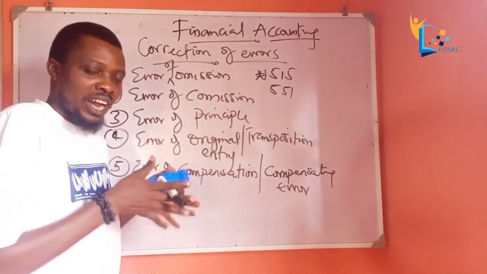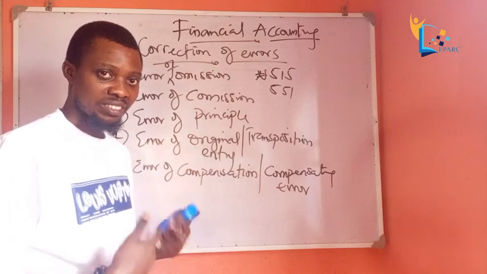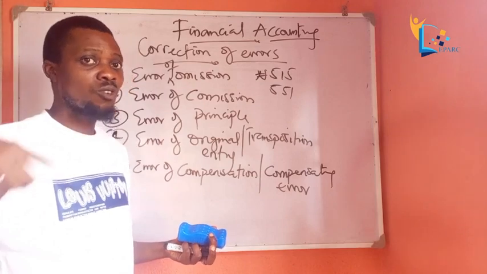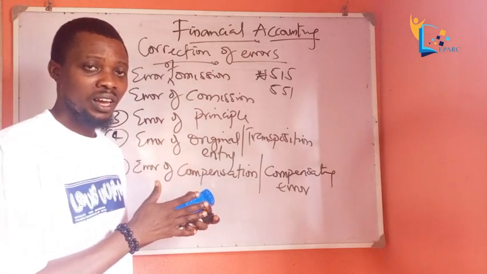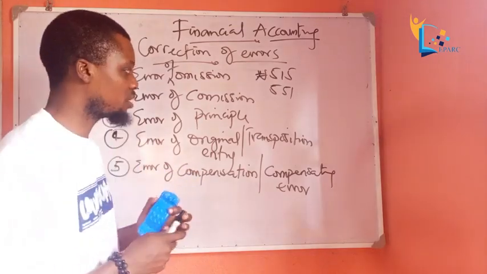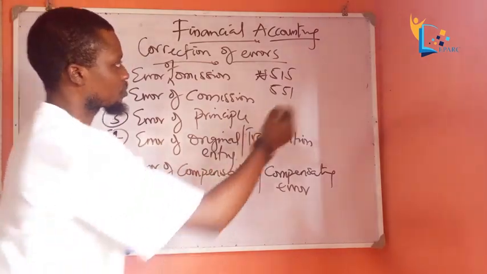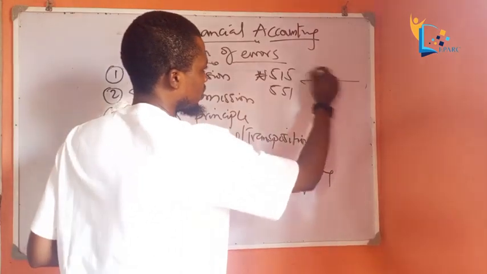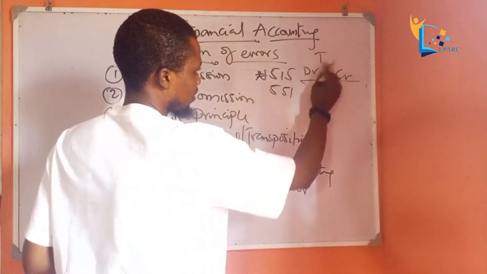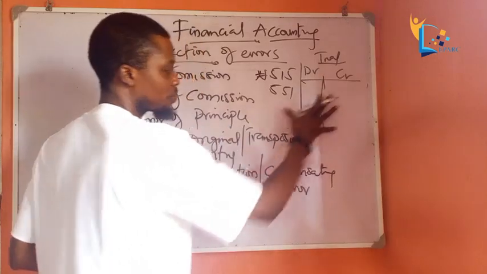An entry from one account, maybe an account that is overstated, will be cancelled by another account that is overstated on the debit or credit side of either of the accounts. Now, this is what I mean. If we have, let's look at this: this is the debit side, this is the credit side of the trial balance. I'm trying to explain something now.